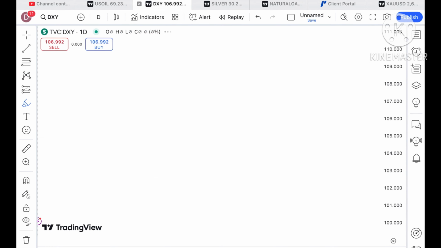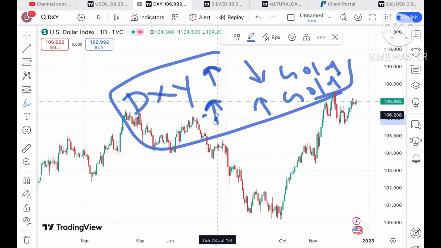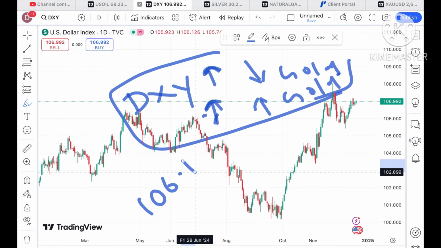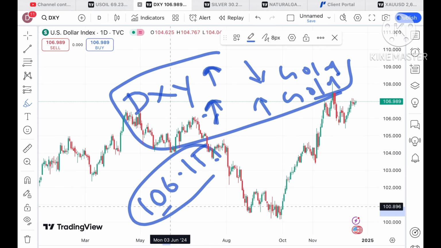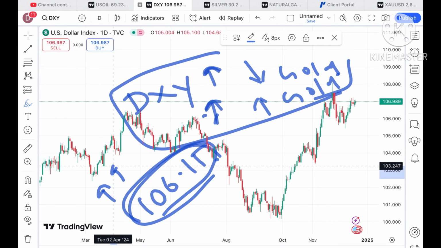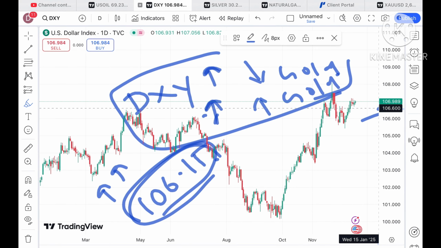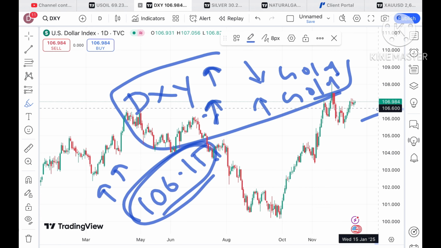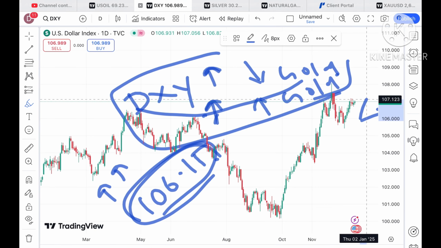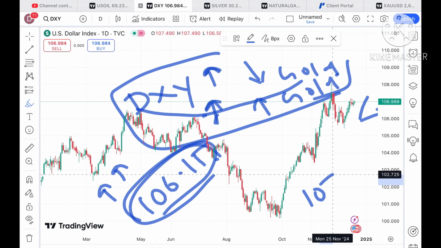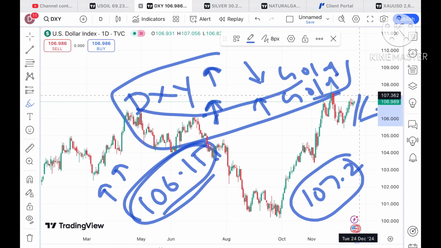Now let's see how the dollar index is moving. I have clearly explained that the dollar index and natural gas both work in this particular zone. When the price of the dollar index starts going upside, we see the natural gas price come down. Similarly, if the dollar index starts going down, we will see the natural gas price go up. This is what we see.